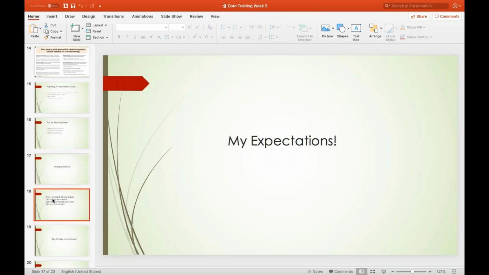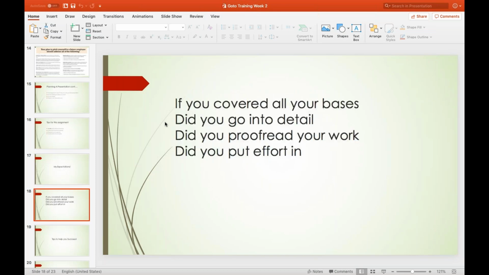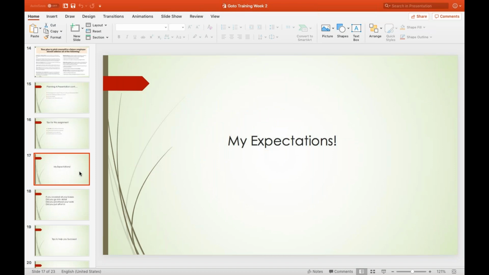And my expectations for this assignment: make sure you covered all your bases. Did you go into detail? Did you proofread your work? And did you put effort in? I keep trying to tell everybody, from what I was reading, make sure you proofread your work, all right? And the more detail you give, like I've always said, the better. So those are the two biggest things: proofread your work and go into detail. And I want you to make sure you put effort in, because I can tell when people have done an assignment at the last minute, and that's not putting a lot of effort into it, all right?